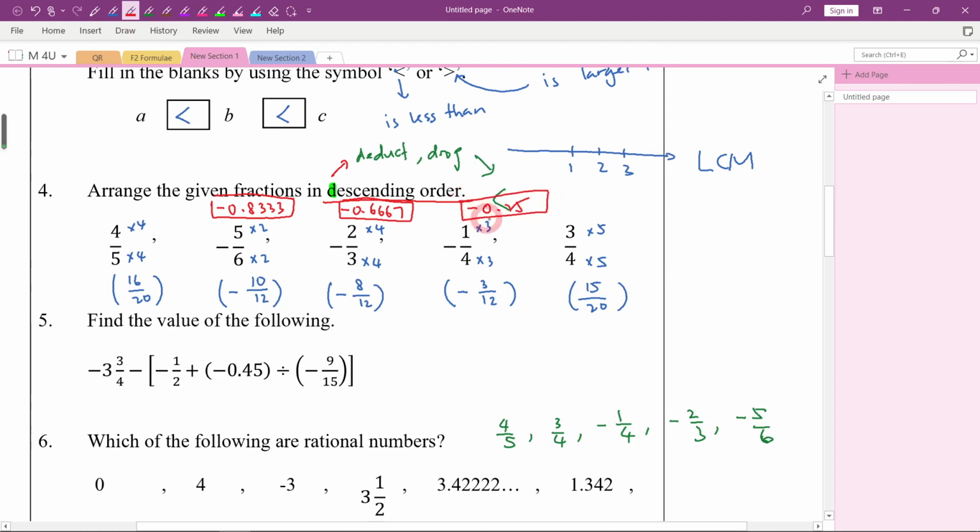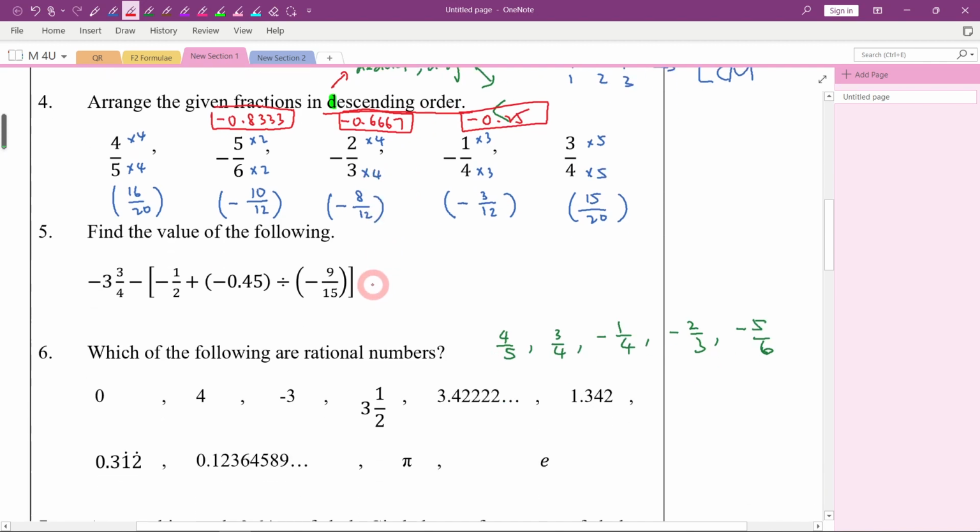Okay, once you convert them to decimal, I think it should be no problem to compare which one is the largest, which one is the smallest, right? Okay, this is another way to use our calculator to help us compare which one is larger, which one is smaller. Okay, let's move on to question number 5.